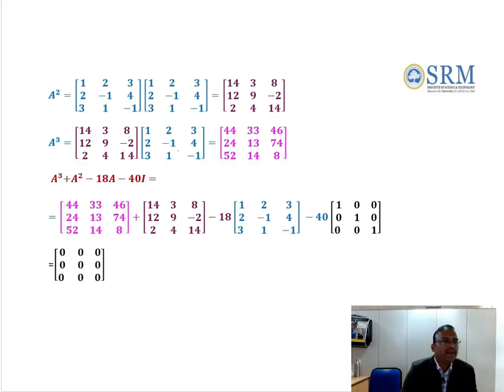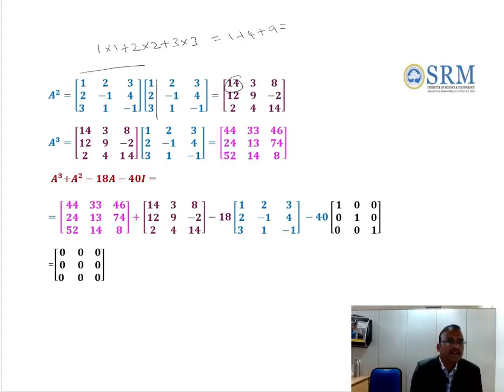Okay. Now the matrix A is 1, 2, 3, and then 2, minus 1, 4, and 3, 1, minus 1. How to do the multiplication? A row is getting multiplied with a column, right? Let us do one evaluation, then we'll assume that the rest can be done. That is 1 into 1 plus 2 into 2 plus 3 into 3. So this is 1 plus 4 plus 9, therefore 14. That is the first element, right?